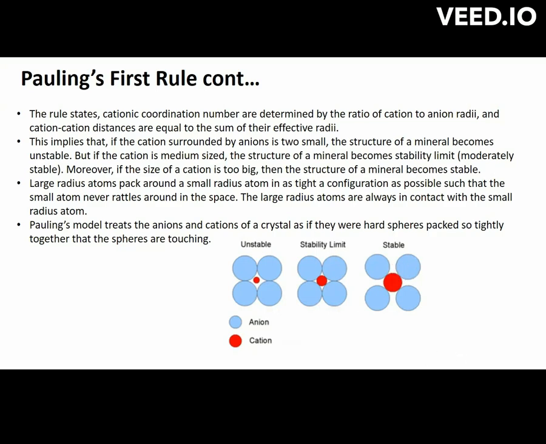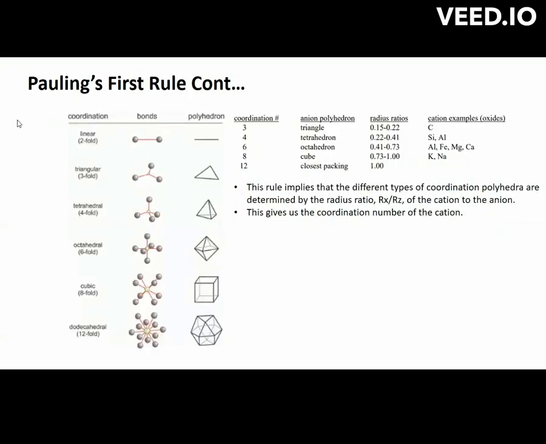So Pauling's model treats the anions and cations of a crystal as if they were hard spheres, and they are always in contact with the smaller radius atom. The more the cation is in contact with all these anions, the more stable the mineral gets to be.